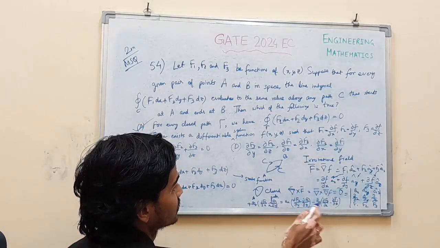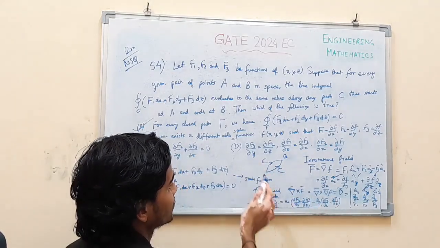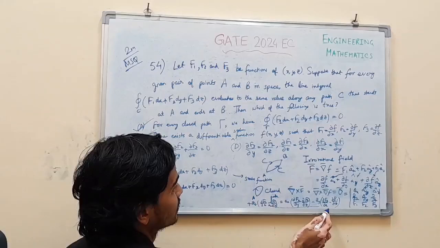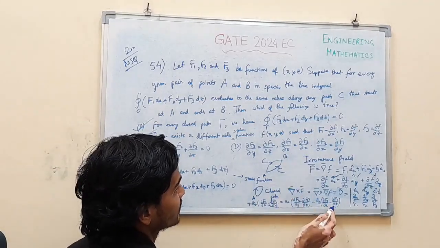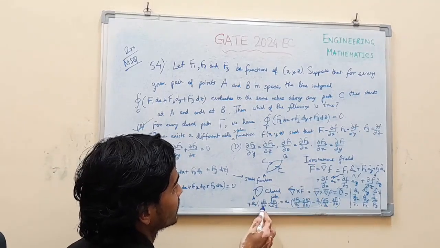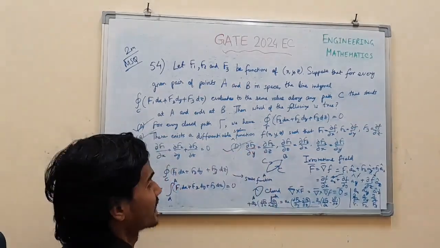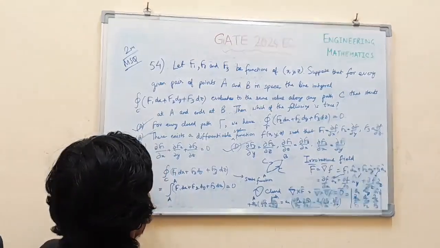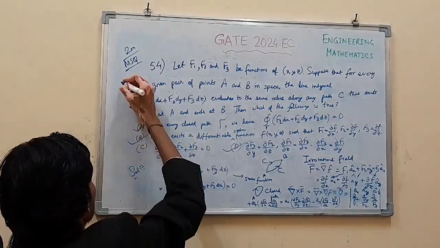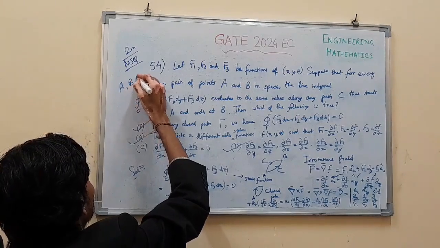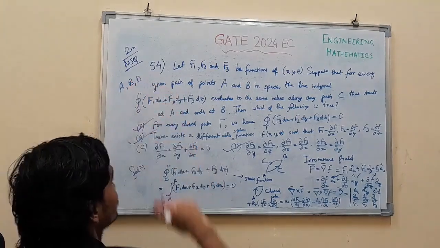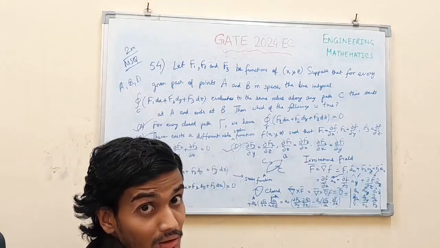Basically, del f3 del y equal to del f2 del z, del f1 del z equal to del f3 del x, and del f2 del x equal to del f1 del y. So this is correct. The correct answers for this question are A, B, and D. A, B, and D.